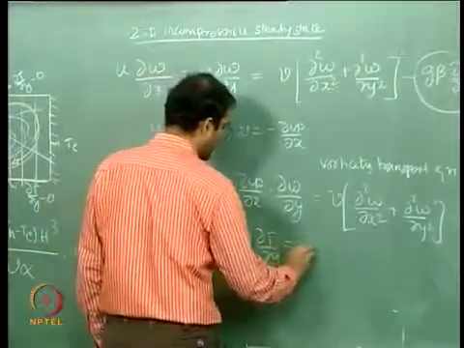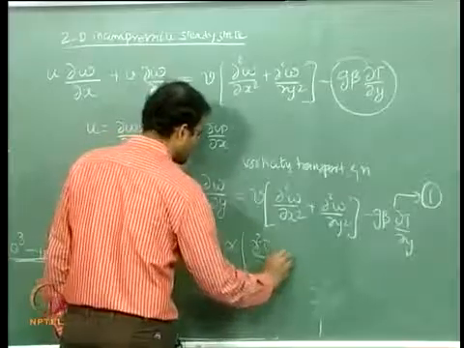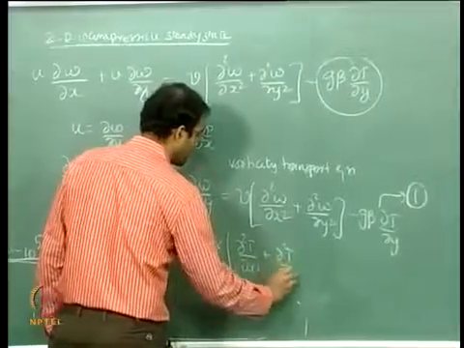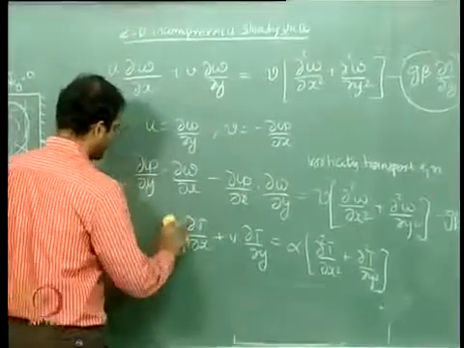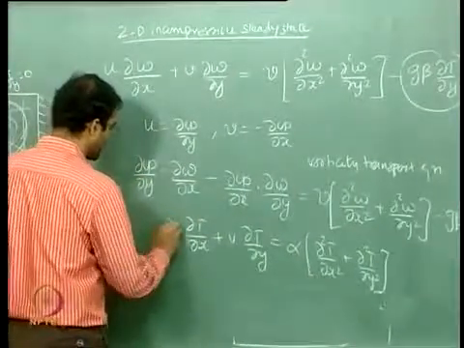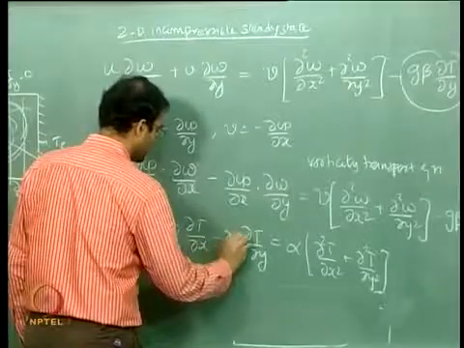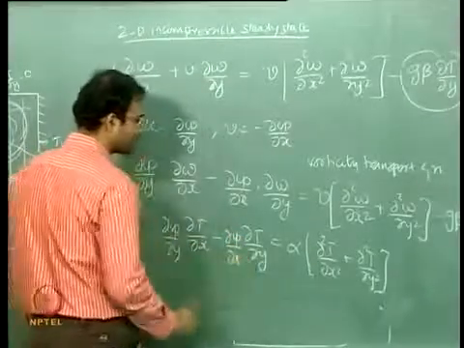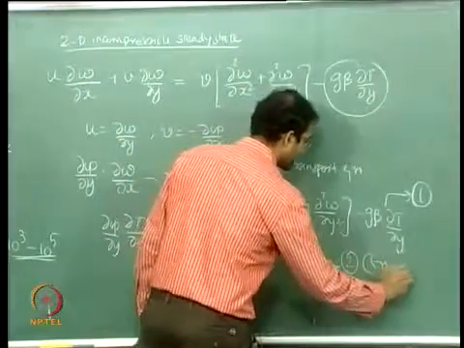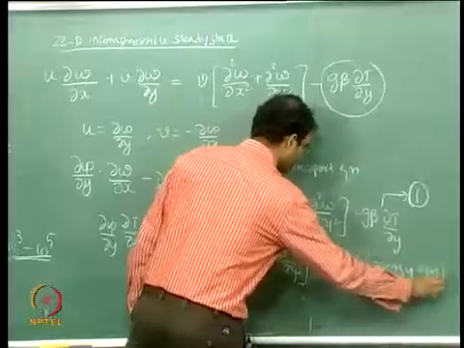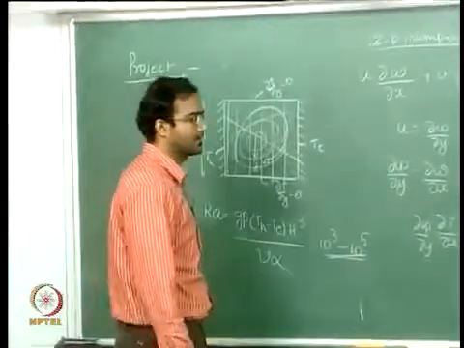On the right hand side you have alpha times d square T by dx square plus d square T by dy square. So once again for u and v you can write in terms of the stream function. So this becomes d psi by dy and minus d psi by dx. So this is the second equation. This is your energy equation. So you have your vorticity transport, you have your energy, and what else is required?